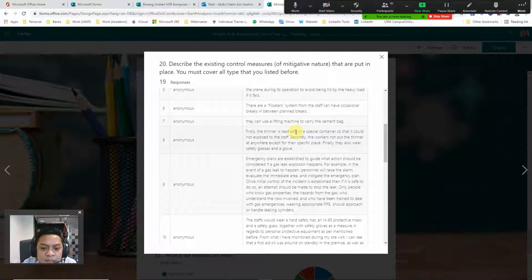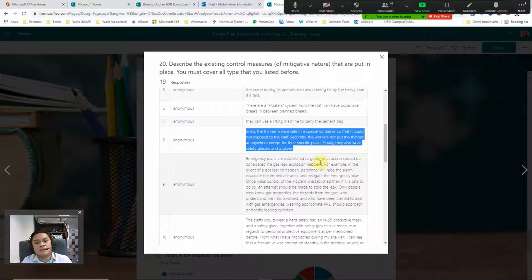Okay, this is also wrong. Kept in special container. Because I'm asking about mitigative. If they are using the thinner, and the thinner can cause fire, now the answer would be, what is there to put out the fire coming from the thinner? Yeah.